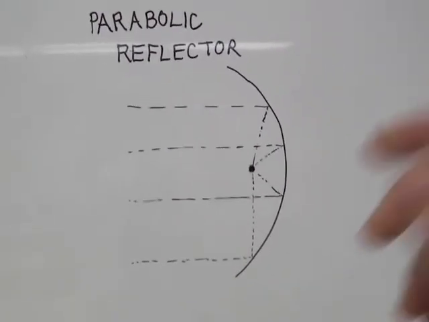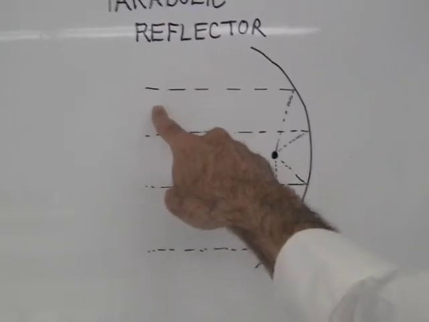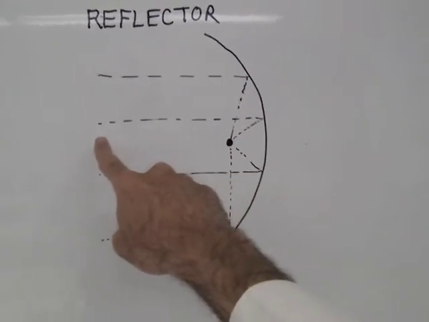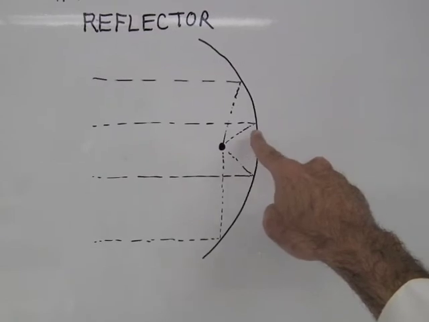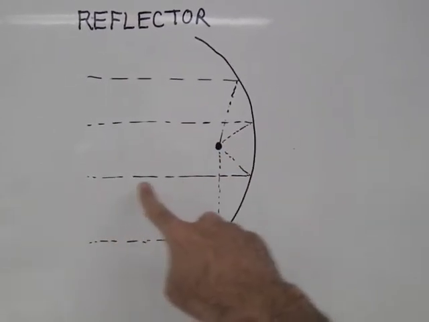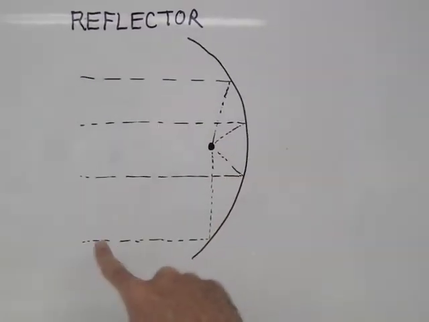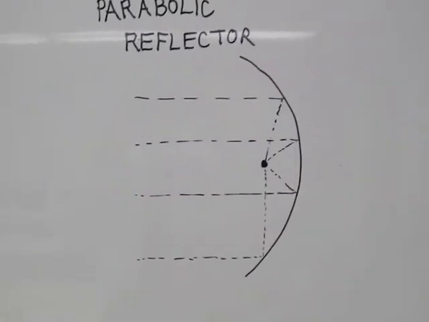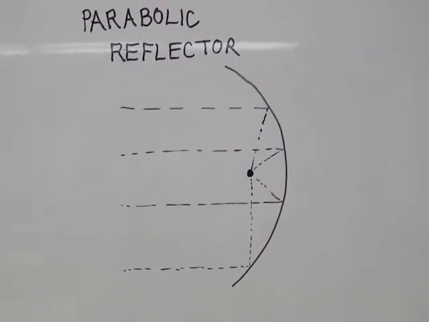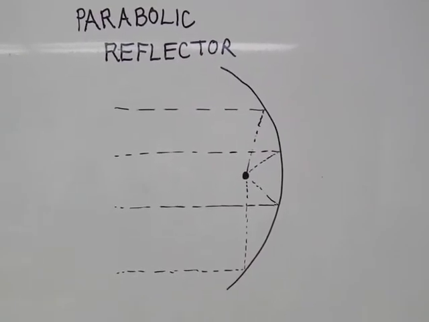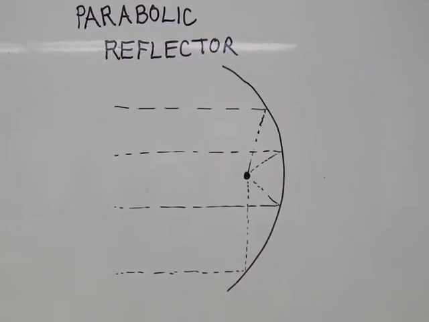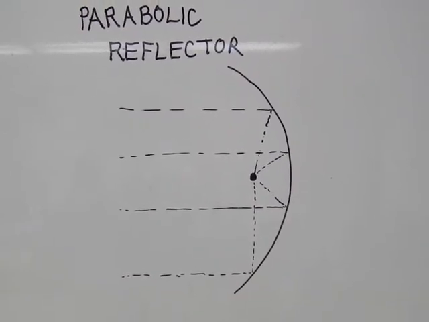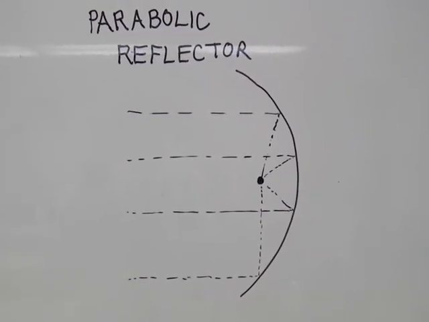The light rays come in and they go to the focus. Likewise, as would happen in a flashlight or a headlight, the light rays are emitted from the focus and bounce outward in straight lines, and that gives you a more intense light.